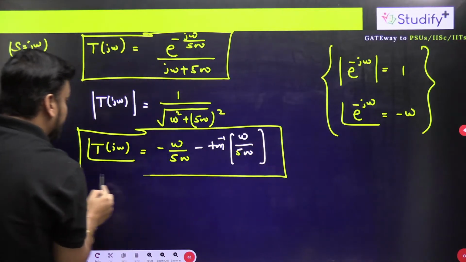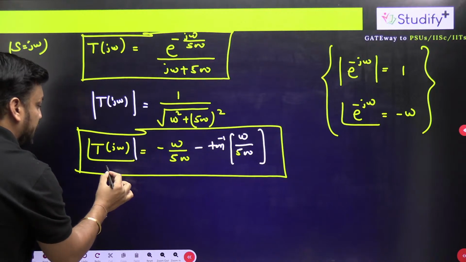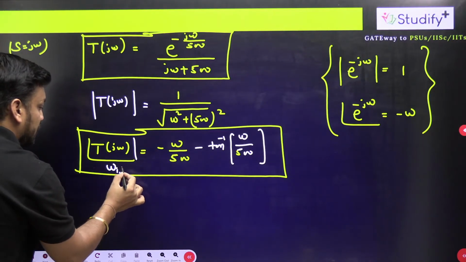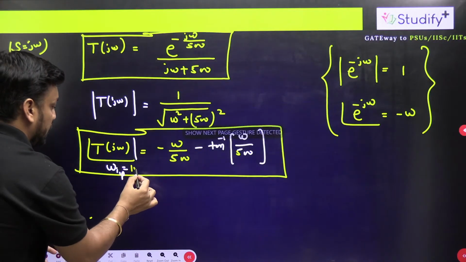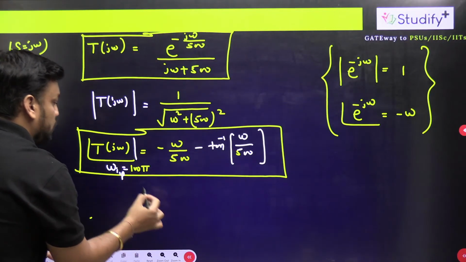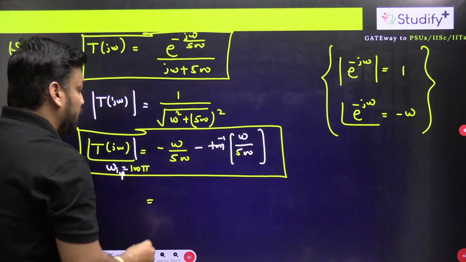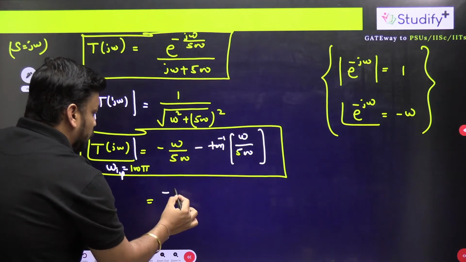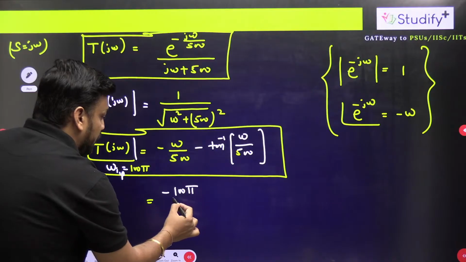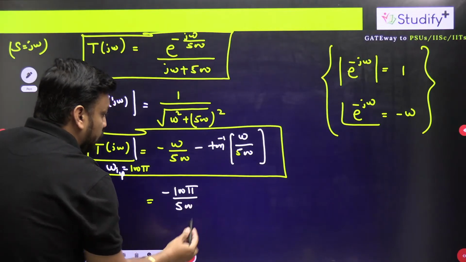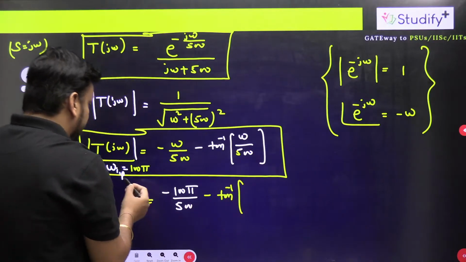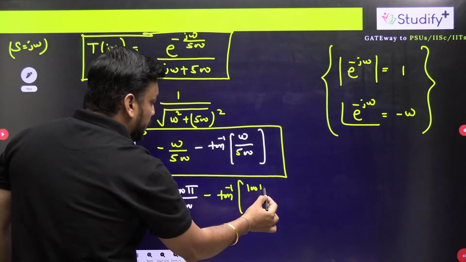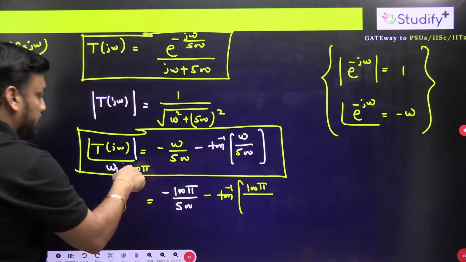Now we know the angle of T(j omega) at omega input. What is omega input? By the way, omega input is 100 pi. So just substitute the value 100 pi wherever there is omega. Here I am putting 100 pi upon 500, and minus tan inverse omega. What is the omega value? The omega value is 100 pi upon 500.